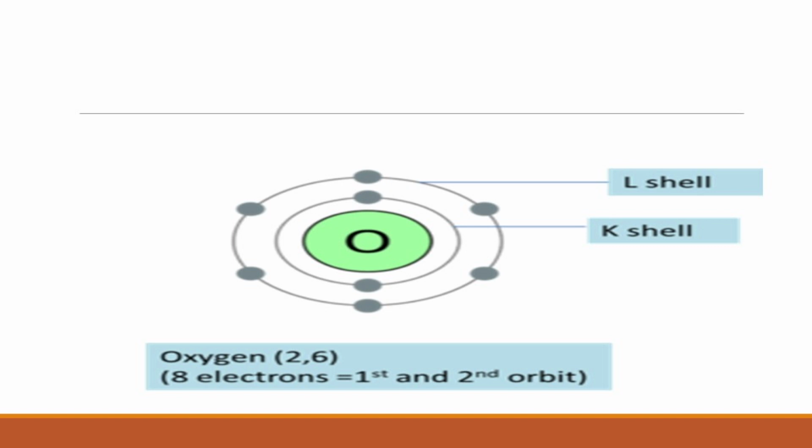This follows the second rule, that is, the shells are filled in a stepwise manner. First, 2 electrons are accommodated in the first shell, that is based on the first rule, and based on the second rule, the shells are filled in a stepwise manner. Next, the maximum number of electrons in the outermost shell must be 8. That is the third rule. Yes? Look at the electronic configuration. Here we have only 6 electrons in the outermost shell, so it also obeys the third rule. This is the electronic configuration of oxygen.